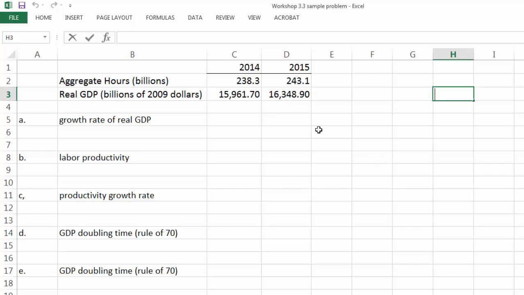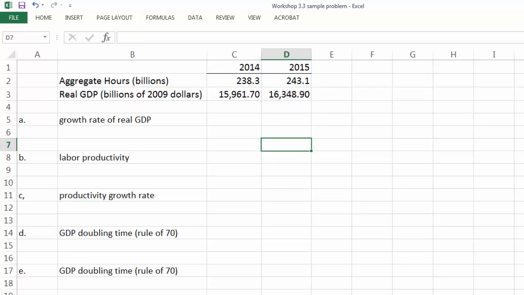So here we have a homework problem similar to this that gives us 2 years. In the different years, the data is going to be a little different, but the procedure will be exactly the same. So I've chosen 2014 and 2015, and we've got aggregate hours worked in the economy for each year, and then we've got real GDP for each year, both in billions of dollars.